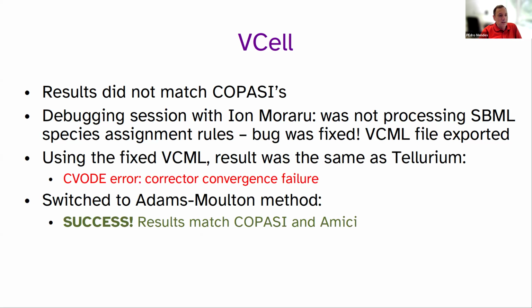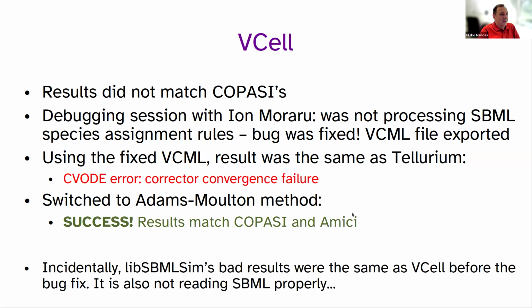But Virtual Cell has many different integrators, so I picked a very old integrator that's there, the Adams-Moulton method, which, for those of you who may remember this name, was coded by John Wagner back in the 90s, I think. And that actually produced a result that is a success. The results match the results from COPASI and Amici. Hey, we've got 3 now. By the way, I mentioned that libSBMLsim had bad results. The bad results from that were exactly the same as the bad results from VCell. So I suspect that it's a similar bug, but I did not pursue that one anymore.